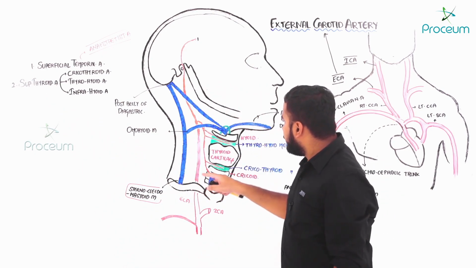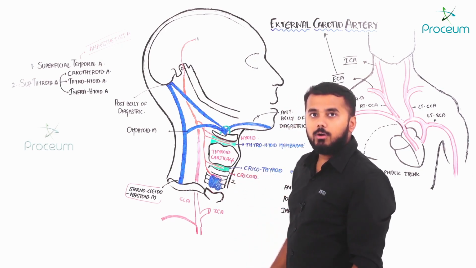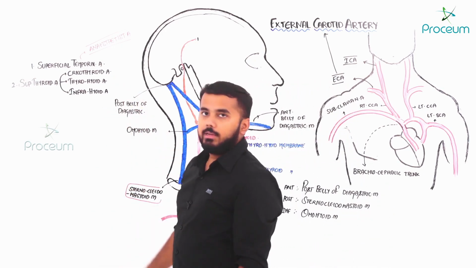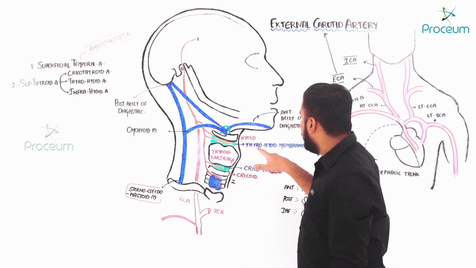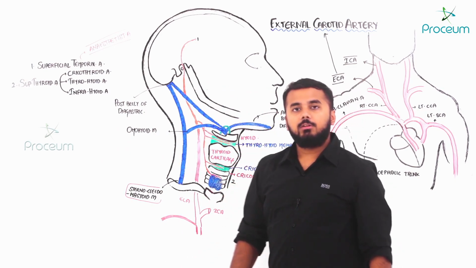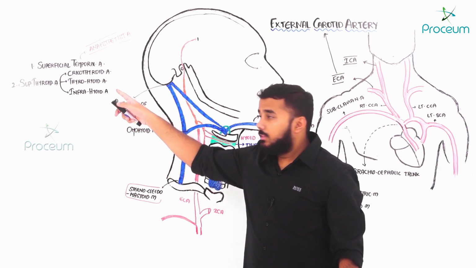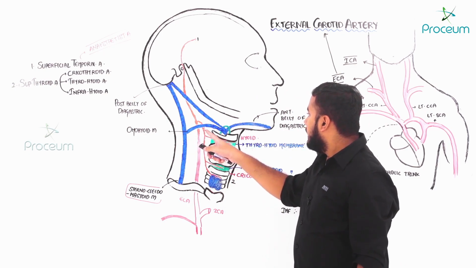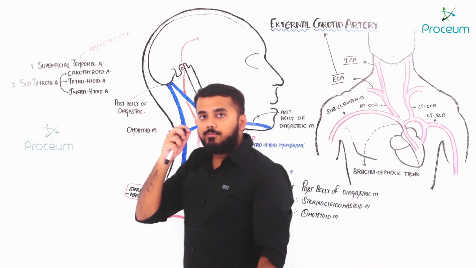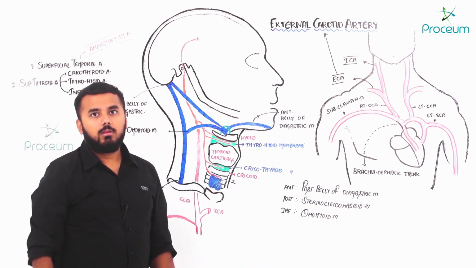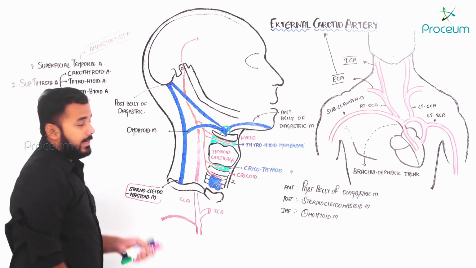And one of the branches of the superior thyroid artery pierces into this cricothyroid membrane, so you call it the cricothyroid artery. Another branch pierces into the thyroid membrane, so you call it the thyroid artery. The third branch passes just below your hyoid bone, so you call it the infrahyoid artery. Clear? So we are done with the two main arteries now.